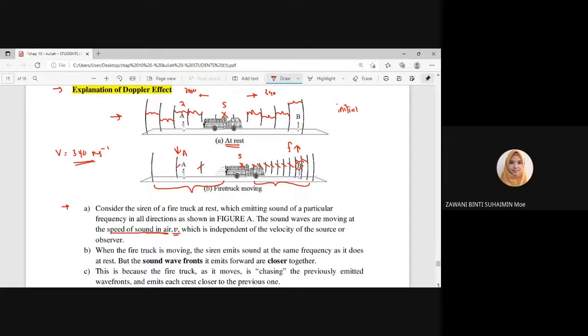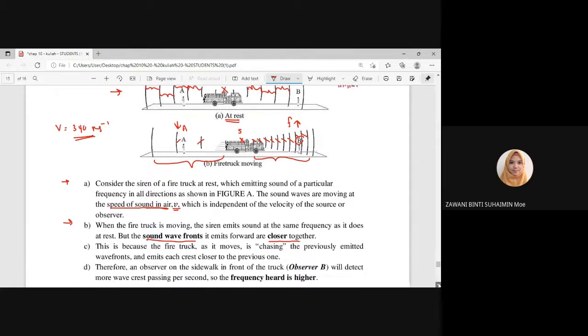When the fire truck is moving, the siren emits sound at the same frequency as it does at rest. But the sound wave fronts it emit forward are closer together. So maksudnya the sound wave di bahagian hadapan source of sound tersebut, dia akan closer together. Itu yang saya cakap, dia seolah-olah compress with each other.